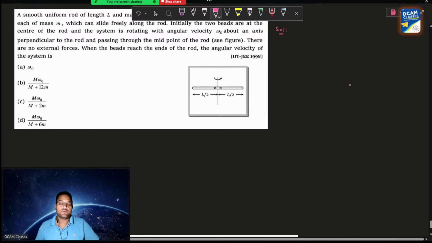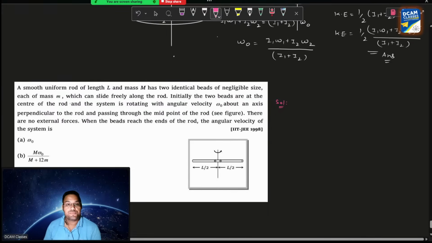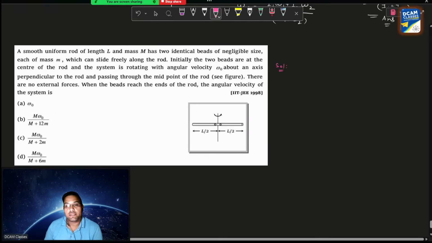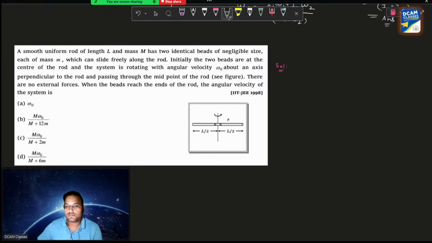See, let's understand the question first. The question is saying a smooth uniform rod of length L. This is the rod. Its length is L, L by 2 on both sides. Its mass is capital M. It has two identical beads of negligible size. These two identical beads are there. Each of mass small m, which can slide freely along the rod.